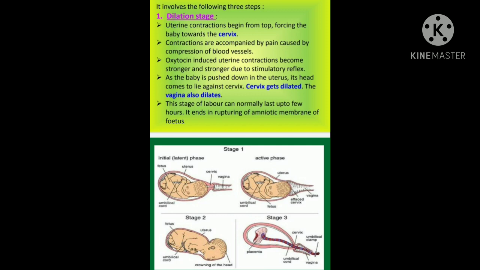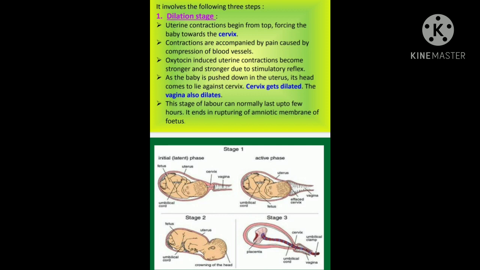As I have said in the last slide, parturition occurs in 3 steps. The dilation stage, then the expulsion stage, which is the second stage, and the last stage is the afterbirth stage. First, we will study the dilation stage. Uterine contractions begin in this dilation stage from the top, forcing the baby towards the cervix.